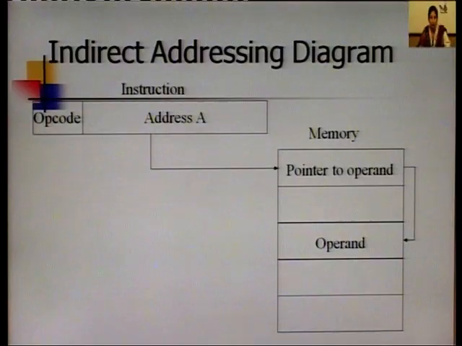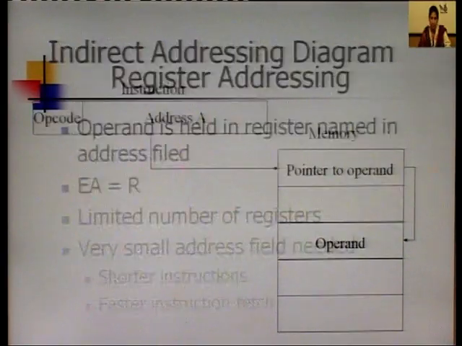This is the diagrammatic view of the indirect addressing mode. In this instruction, first is the opcode. In all instructions, the first field is always the opcode, that is the operation code, which represents the operation to be performed, and second is the address of the variable A. This is the address of a memory location. In that memory location, again there is a pointer to the operand. So the actual address is not given in the instruction, but the address of that address is given, and the pointer to that operand is in some other memory location.